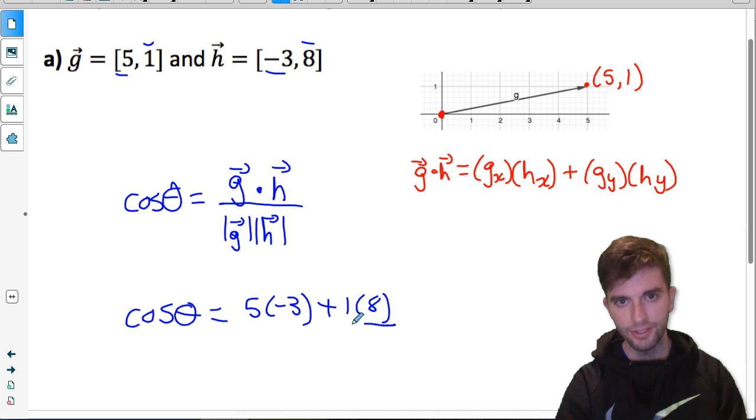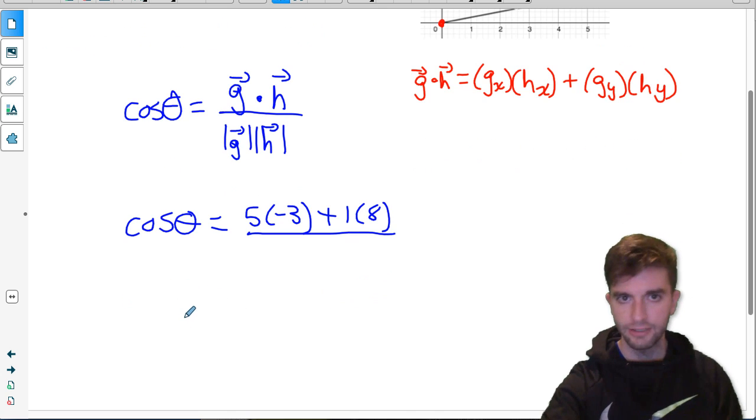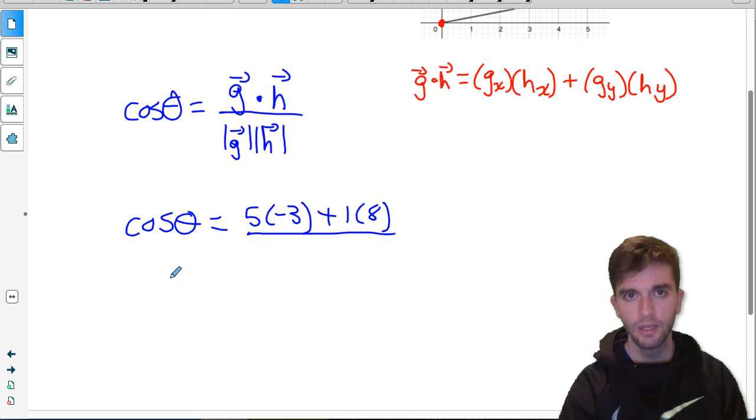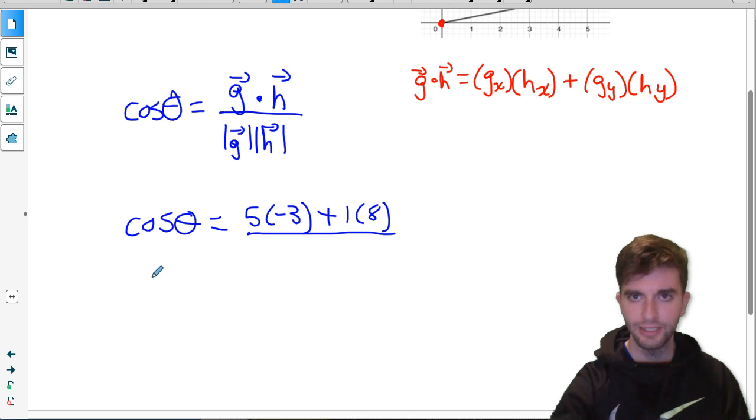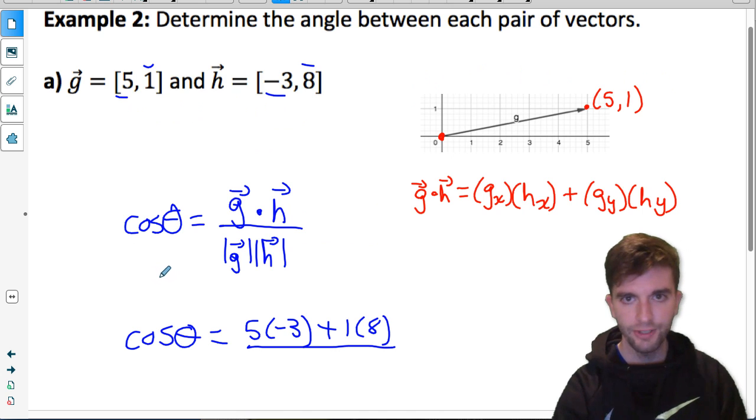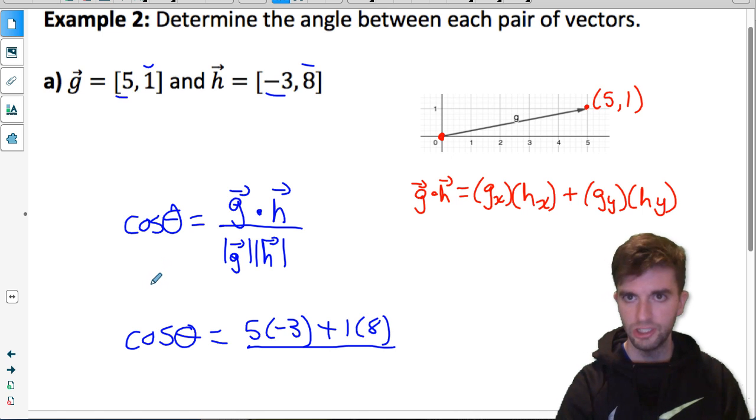And that will give me the dot product, right? Dot product is called the scalar product of vectors because it just results in a scalar value. It's not a vector. Now I need to divide this by the magnitude of both of the vectors multiplied together. So I'm going to have to figure out, well, what's the magnitude of vector g?